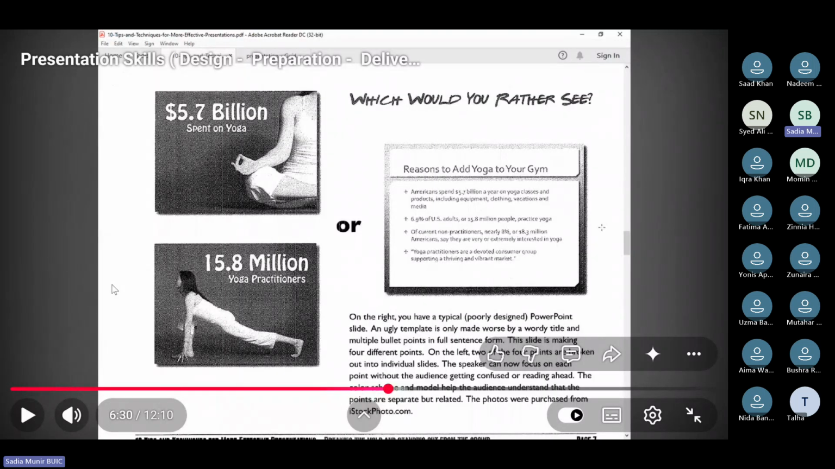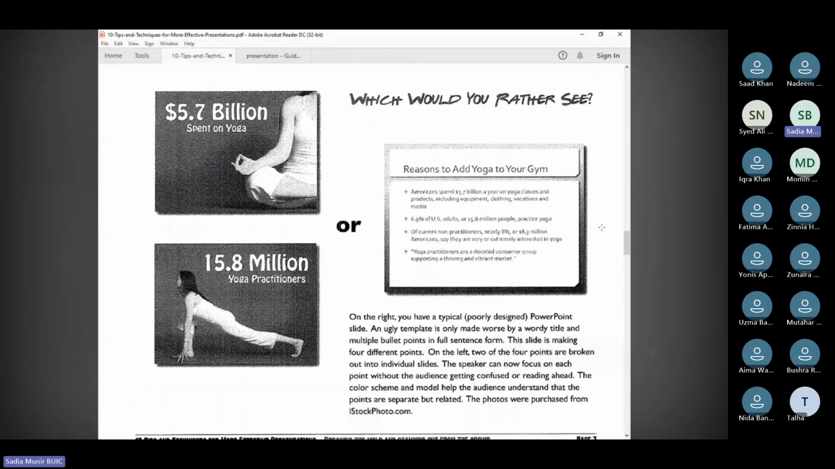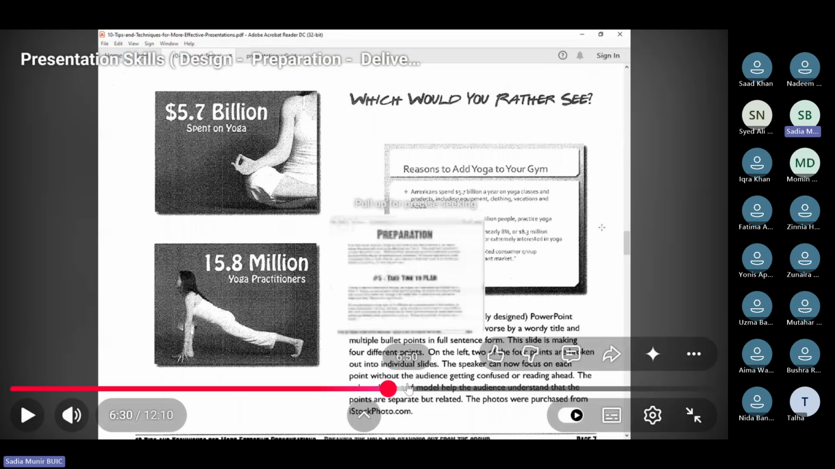Now look, there are three pictures given. On the right, you have a typical poorly designed PowerPoint slide that we all make. We go to Gamma AI, Slider, ChatGPT, or any AI, and it makes it for us like this. So we should always use more visual slides to share our information.